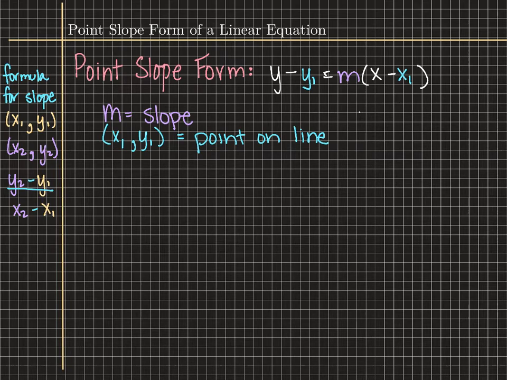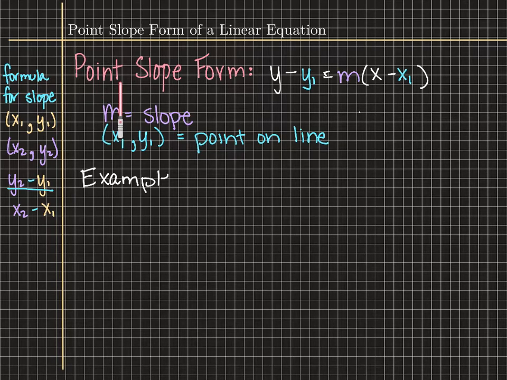And if I want to find the slope, I'm going to find the change in my y. So I'm going to take y2 minus y1, and I'm going to put that over x2 minus x1. And you'll see us use this in our example.